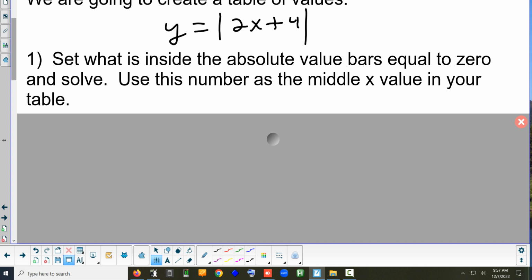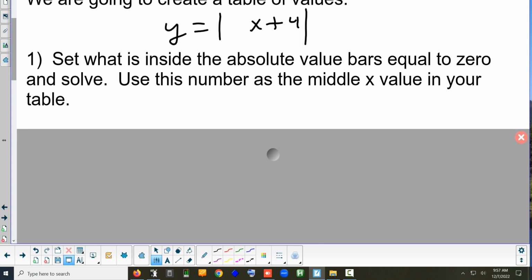So you might have a problem, you don't have to write that down, but you might have a problem like that. Actually, even simpler. Like that. And the first step is to look at what's inside the bars. In this case, it's an x plus 4. And you're going to set that equal to 0. Actually, we'll do a problem right now as we go through the steps.